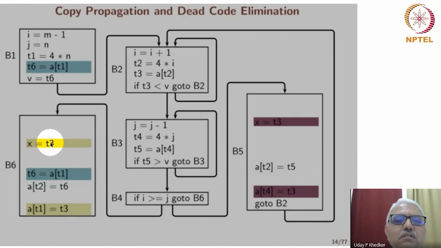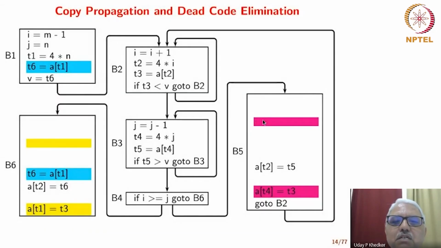And therefore, these particular assignments are dead. They are called dead code. So we want to eliminate dead code from the program, and we can, because there is no point in storing these values. So we perform dead code elimination, and we are able to optimize the program still further.